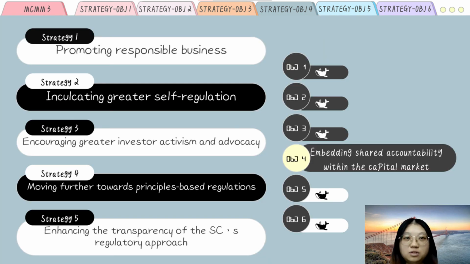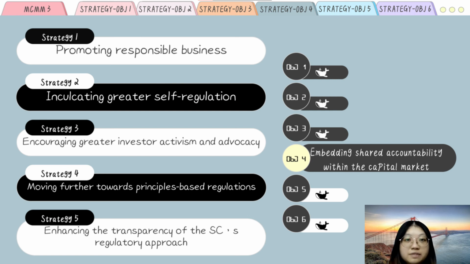Moving on to Objective 4, embedding shared accountability within the capital market, there are 5 strategies to help achieving it. Strategy 1 is promoting responsible business. To achieve this, the SC encouraged the entities to strengthen board leadership through effective board composition and also to develop capacity for ESG leadership in corporates. Secondly, inculcating greater self-regulation. To maintain the integrity and the quality of the capital market, the registered operators are advised to formulate strategies, including guidance to incentivize greater voluntary self-reporting or cooperation.